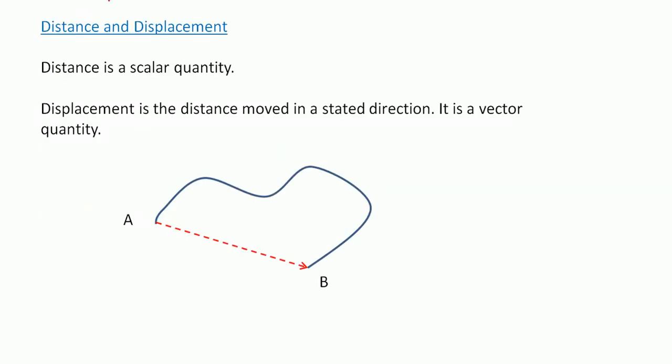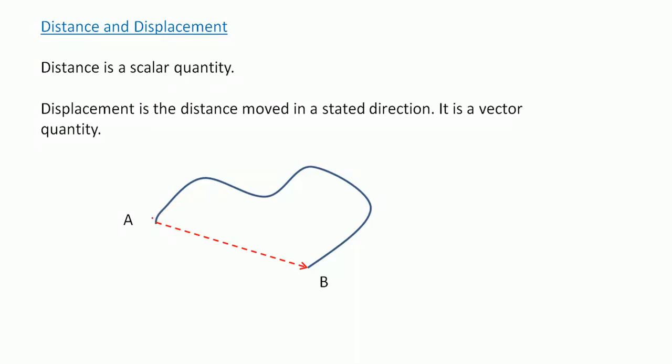Okay, so the first thing we need to do is to understand the difference between distance and displacement. Now, distance is a scalar quantity, whereas displacement is a vector quantity. Displacement is the distance moved in a stated direction. Now, a very simple diagram can easily explain the difference between distance and displacement.